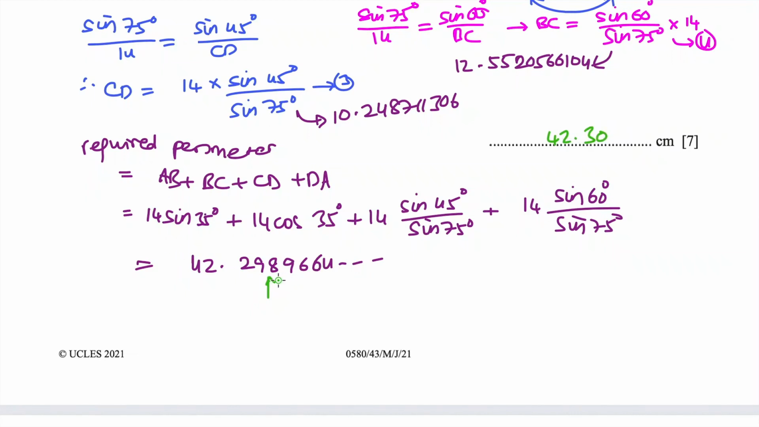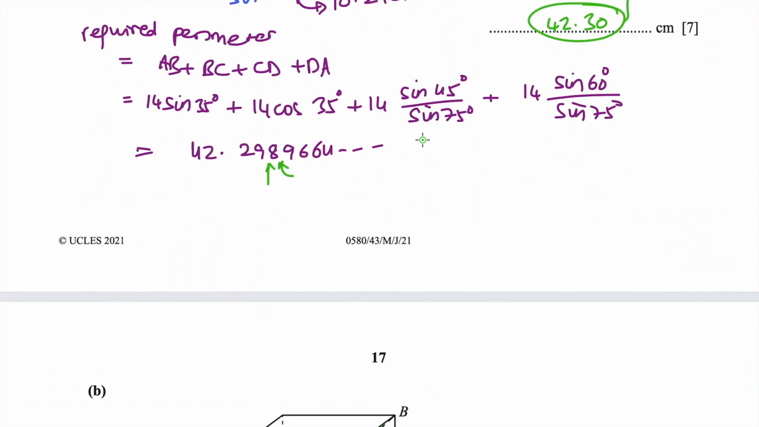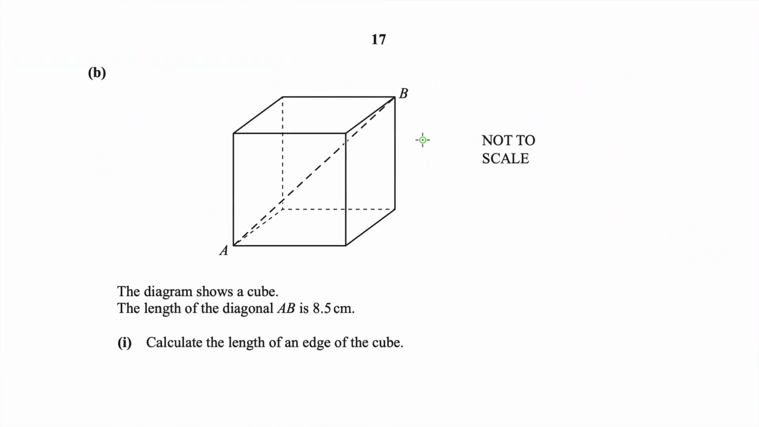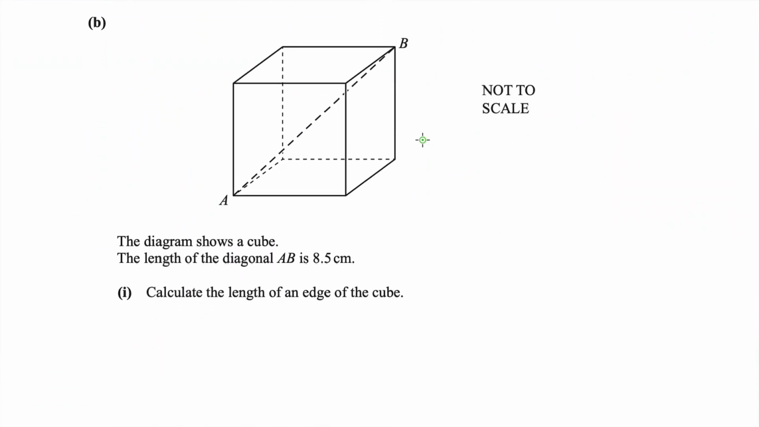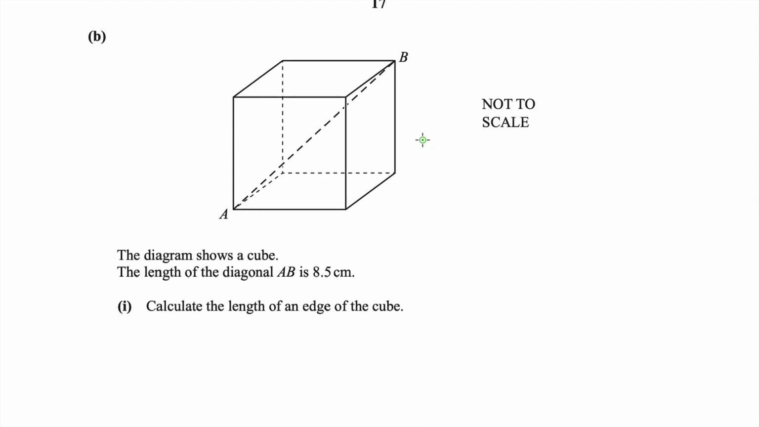Or I can also write 42.30 centimeters. Even if I cut here, I can write 42.299 centimeters. I can write any one of these. This is better: 42.30 centimeters. That is the perimeter. So easy question, straightforward question, but a lengthy question because it will take so much of time. Now come to the B part.